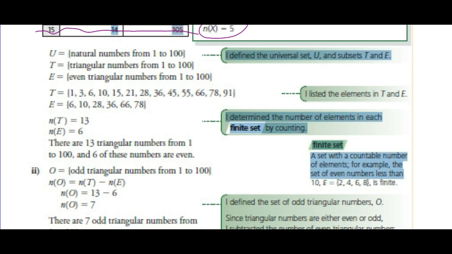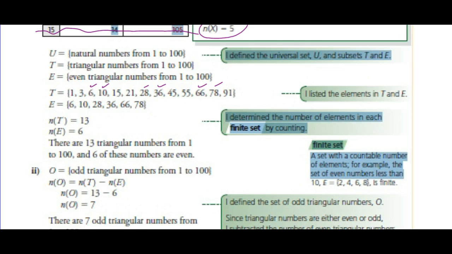Even triangular numbers is going to be a subset of T, right? Because if you're an even triangular number, then above all else, you are a triangular number. So we just look through this list and pull out the even ones, right? 6, 10, 28, 36, 66, 78. Okay, so that's all I did, right? So we know that E has to be a subset of T.